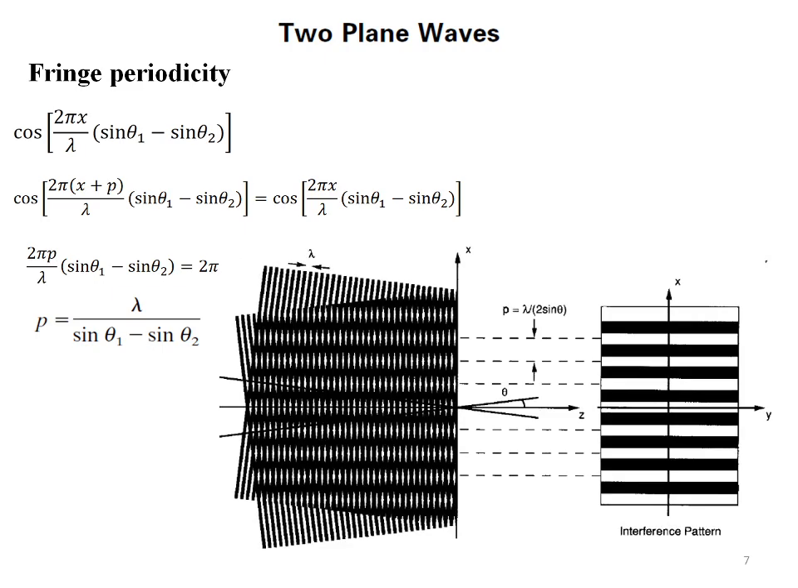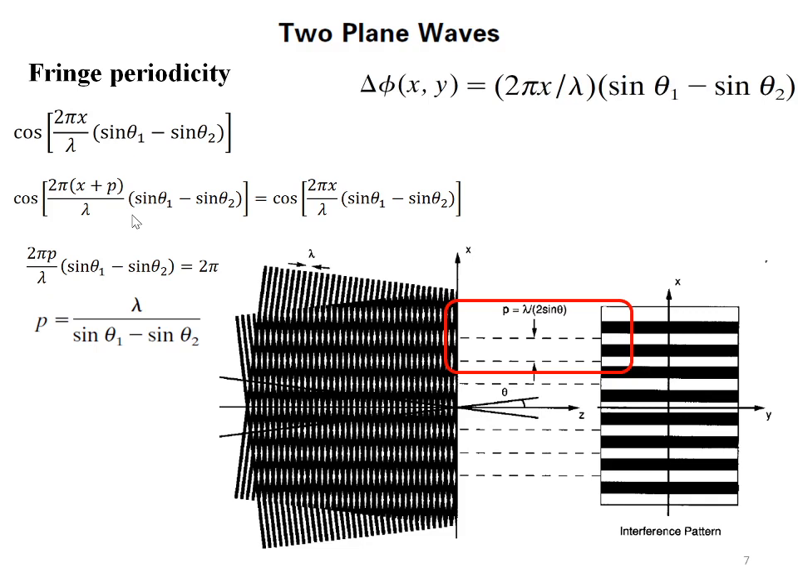Now you would have seen, that was from the previous slide, this is equal to lambda upon 2 sine theta. Why is it not this one? Because if you see the geometry of these incident beams, this has been taken as a special case of this one. What is the special case?